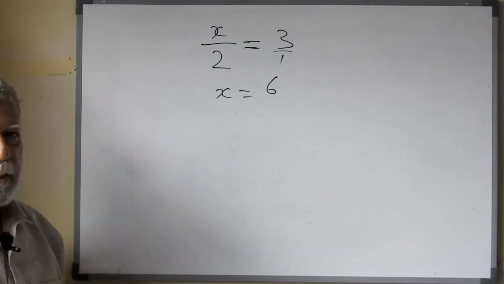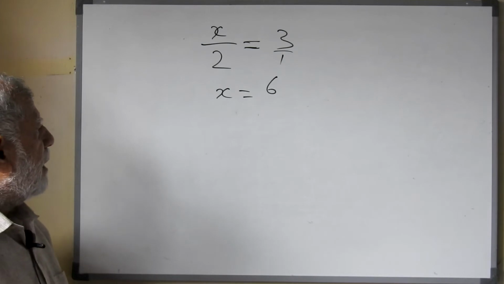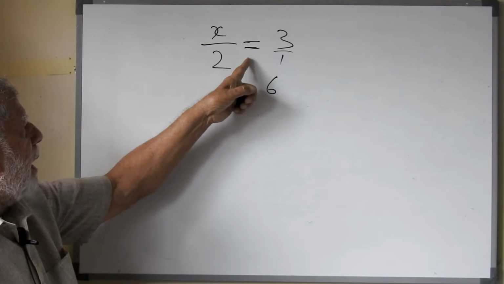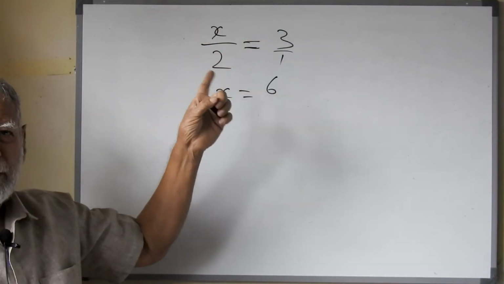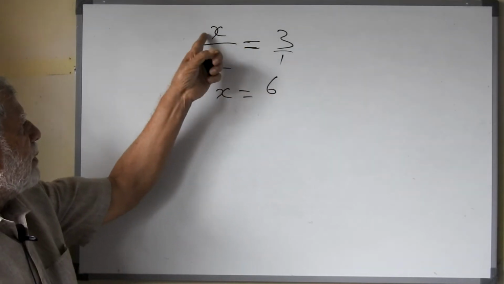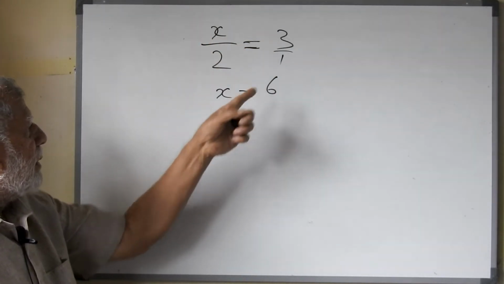We must learn how to do that. We must remember it. Remembering is the most important thing. When there is an equal sign, and don't put the cross here. It's a cross multiplication, but many children put a cross here. Don't put the cross here. You just multiply x into 1, x, 2 into 3, 6.